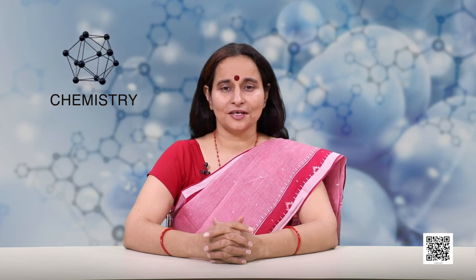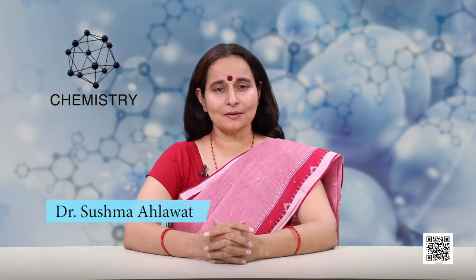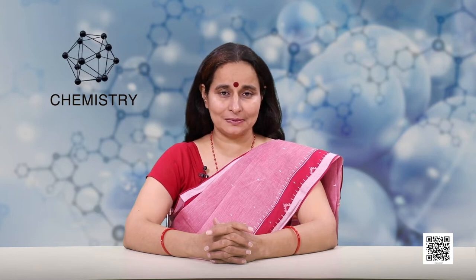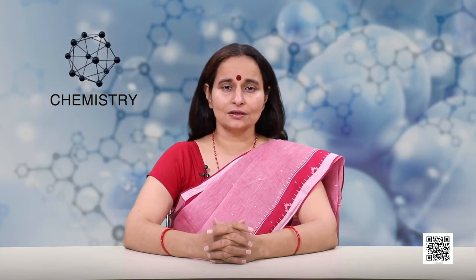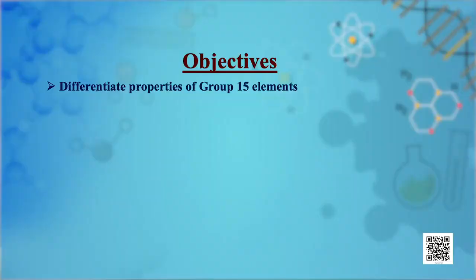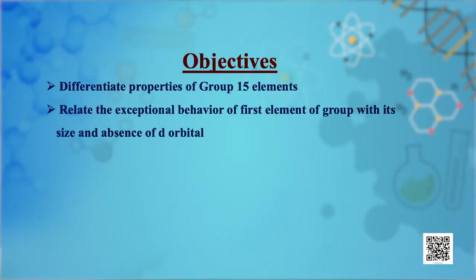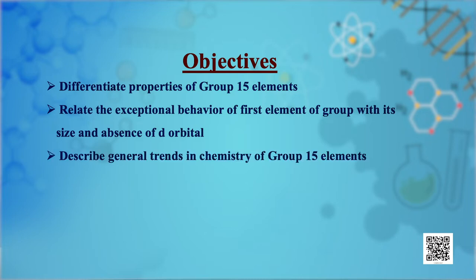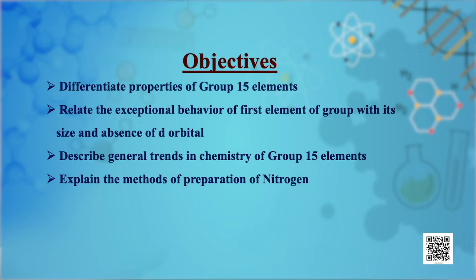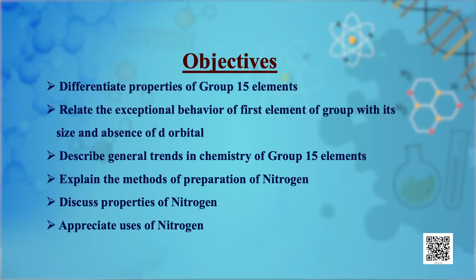Dear learners, in this session we will be discussing group 15 of the periodic table. After this discussion, you will be able to differentiate properties of group 15 elements, relate the exceptional behavior of the first element of the group with its size and absence of d orbital, describe general trends in chemistry of group 15 elements, explain the method of preparation of nitrogen, discuss properties of nitrogen, and appreciate uses of nitrogen.